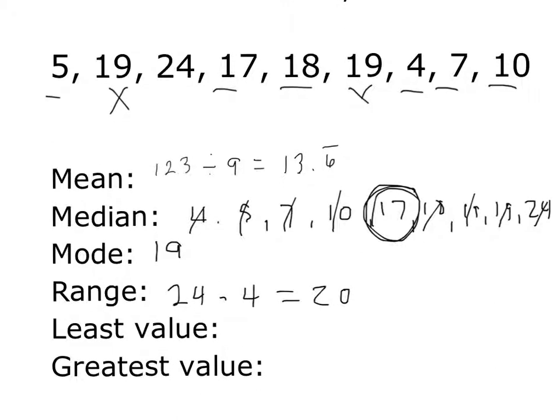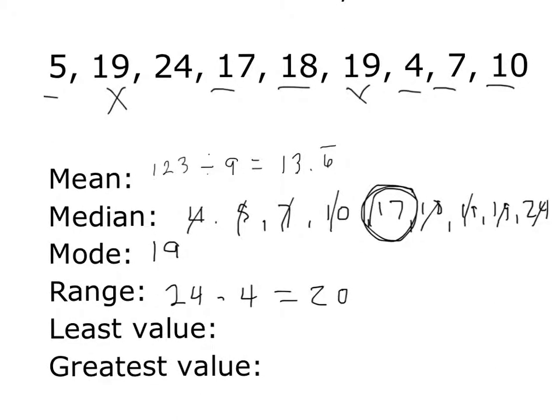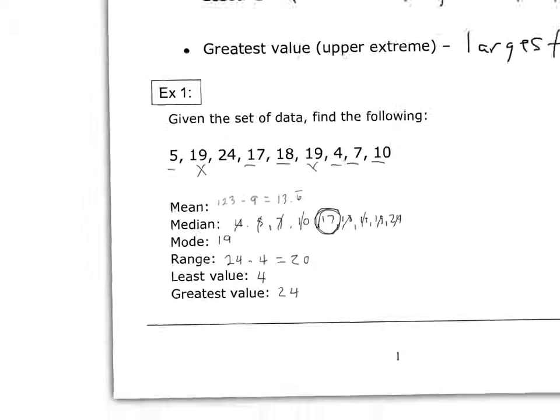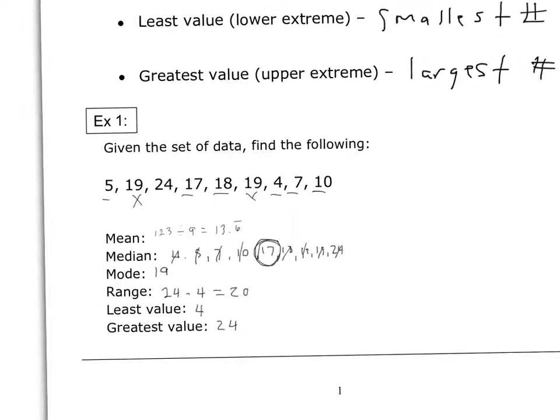Our last couple are easy. Our least value, of course, was our 4, and our greatest value was 24. Okay, so those are the 6 different items that they might ask you about on your test and/or EOC, so make sure you are comfortable with those. And we're going to try one more on the next page.